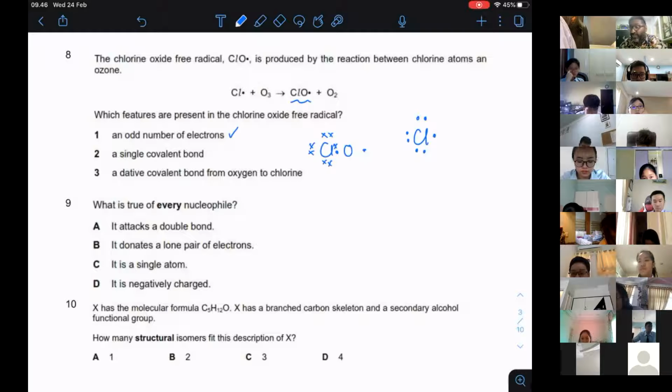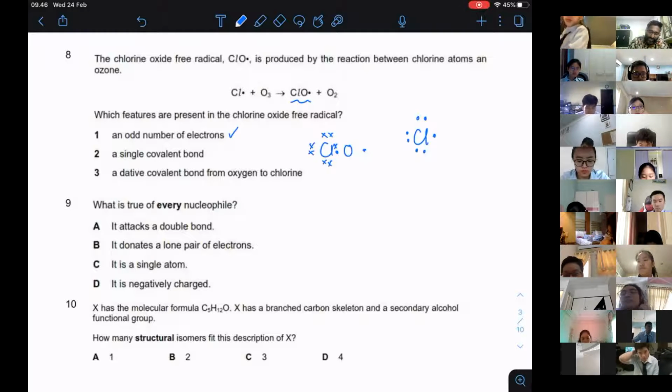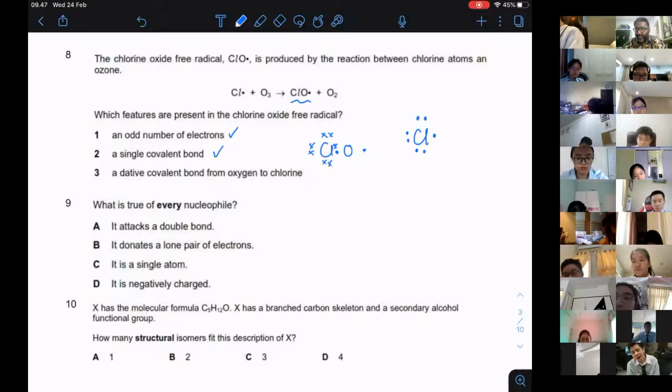It's not possible to give 2 electrons from oxygen to Cl. Okay, so this is going to be a single bond. This is actually combined. This is not only organic chemistry, it's combined. Please take note of that. Dative bonding and so on is combined.